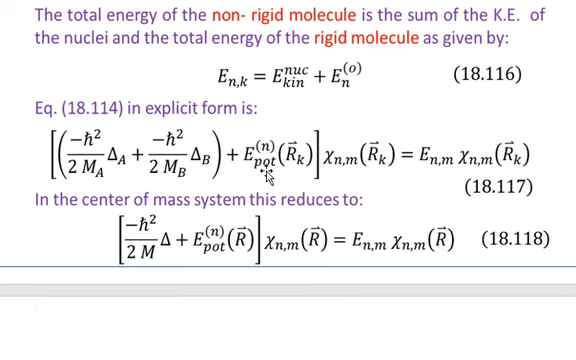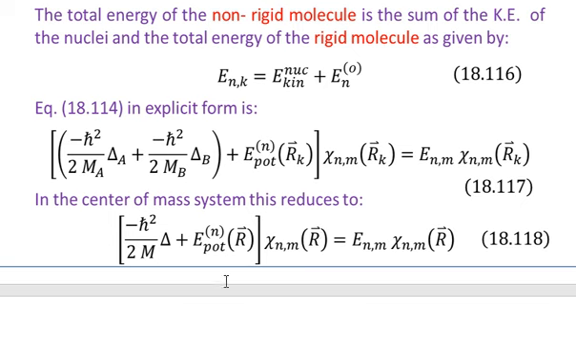And this E_n(r) is actually the potential energy of the system as a function of r. Here the wave function is chi_nm as a function of r, and on the right hand side I have the eigen energy of the system E_nm, which has been defined in equation number 116, multiplied by the wave function chi_nm as a function of r. So you see that this equation reduces to the simplified version given in equation number 118 in the center of mass system coordinates.